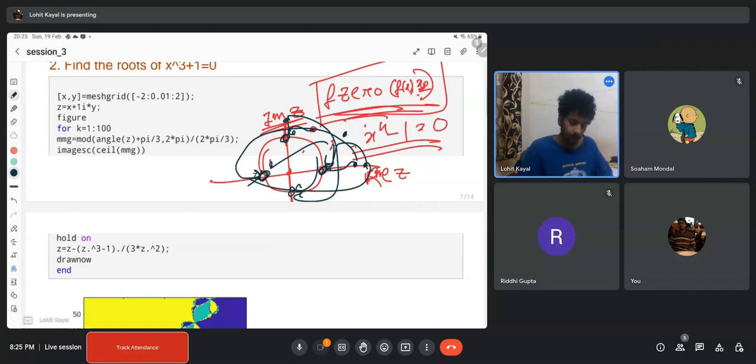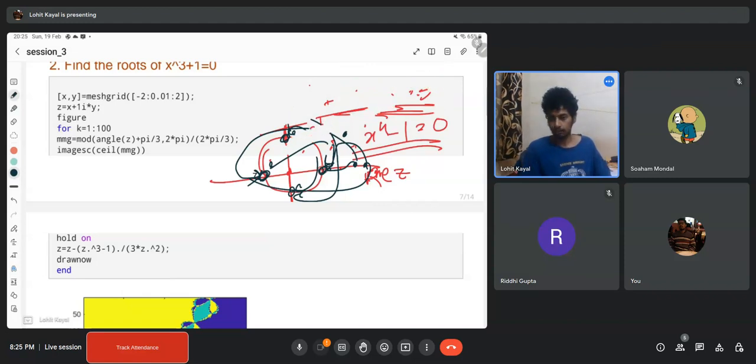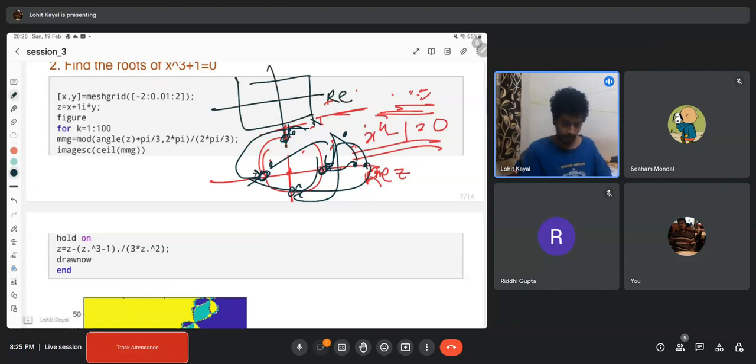So from this plotting, first let me tell what I am doing. I want to verify this behavior: if I start from one point, where does it go? And I want to do it for my entire plane. This is my Re axis, this is my Im axis. I want to do this for the entire plane and see what happens. So this is the basic idea.